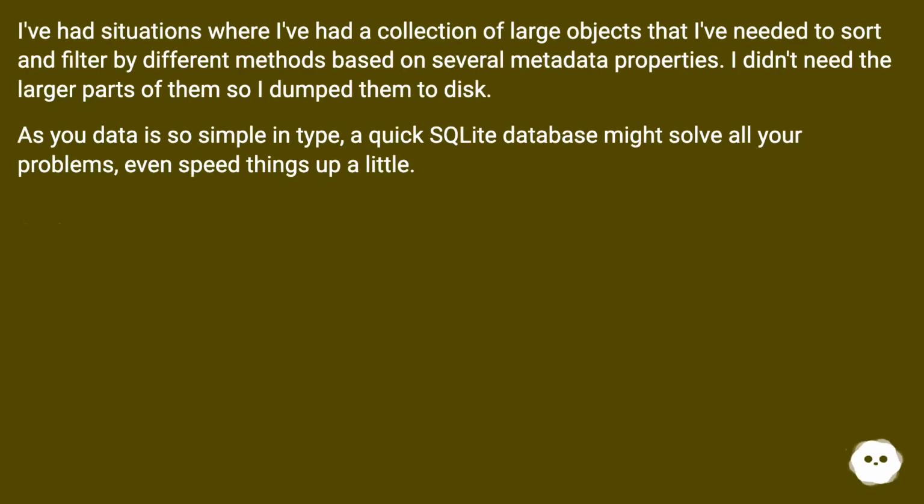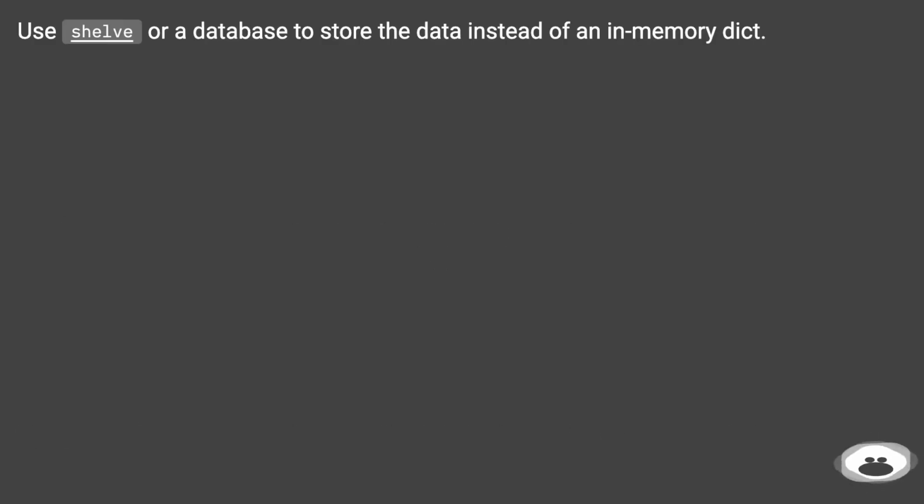I've had situations where I had a collection of large objects that I needed to sort and filter by different methods based on several metadata properties. I didn't need the larger parts of them, so I dumped them to disk. As the data is so simple and tight, a quick SQLite database might solve all your problems, even speed things up a little. Use Shelve or a database to store the data instead of an in-memory dict.